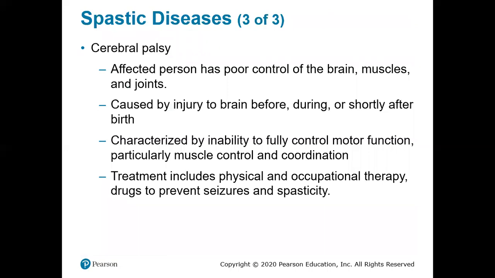Spastic diseases is on page 433. The next one we'll look at, we've already looked at multiple sclerosis. Now we're going to look at cerebral palsy. An affected person has poor control of the brain, muscles, and joints. It is caused by injury to the brain before, during, or shortly after birth. Characterized by inability to fully control motor function, particularly muscle control and coordination. Treatment includes physical and occupational therapy, and drugs to prevent seizures and spasticity.